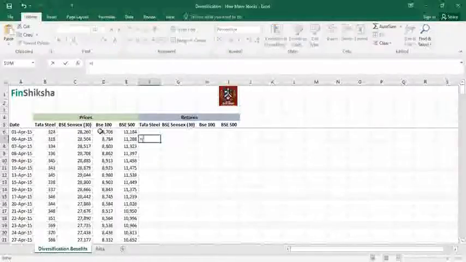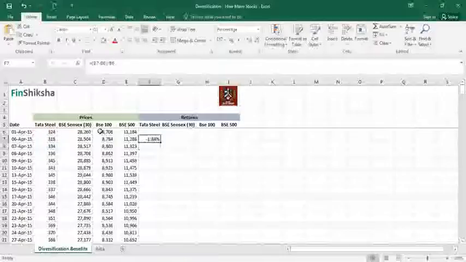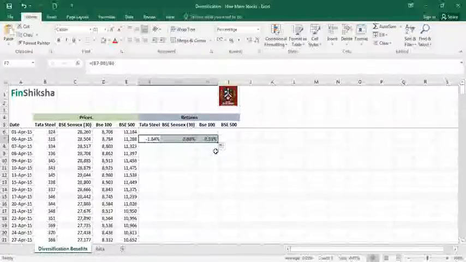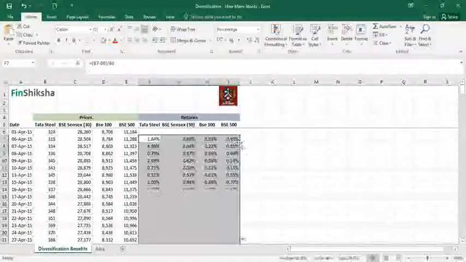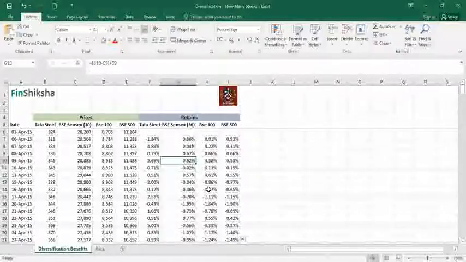So how do we calculate the returns? Today's price minus yesterday's price divided by yesterday's price. That gives me the return for Tata Steel for the particular day, BSE Sensex for that day, BSE 100 for that day, and BSE 500 for the same day, right? Now, we can double click it. So we have returns for all these portfolios, four different portfolios, over the period of the last 1 year.